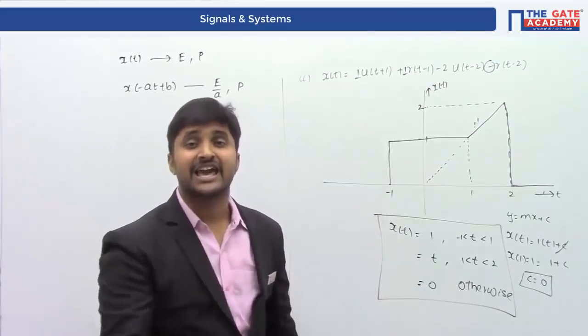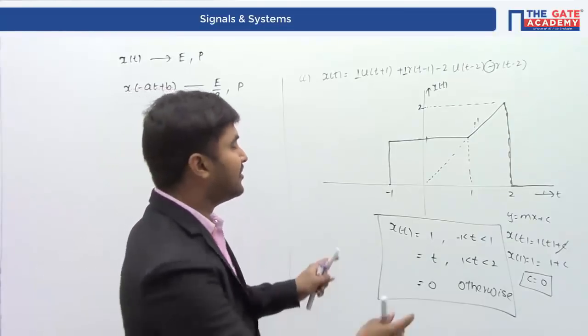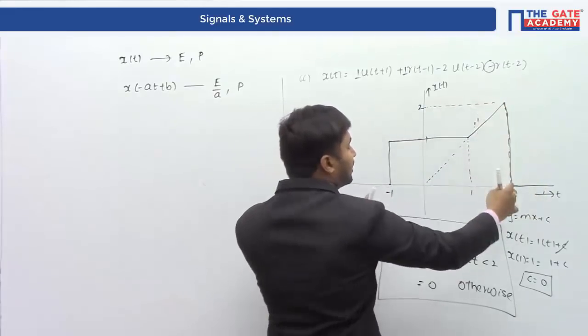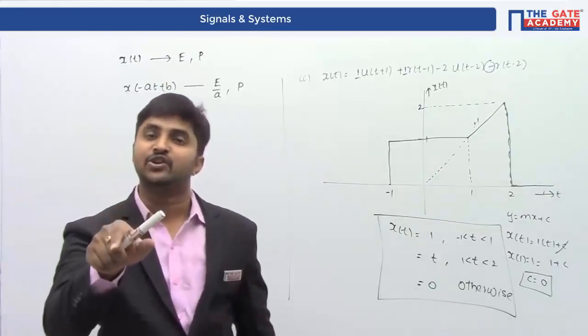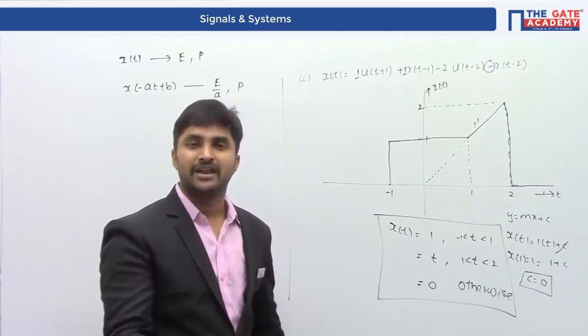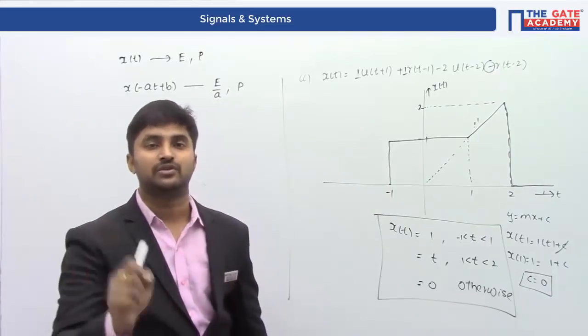This is clearly an energy signal. Why? It has only a finite duration and is bounded in amplitude. So whenever any signal is bounded in amplitude and finite in duration, it will clearly be an energy signal. In any energy signal, the average power value is going to be equal to 0.